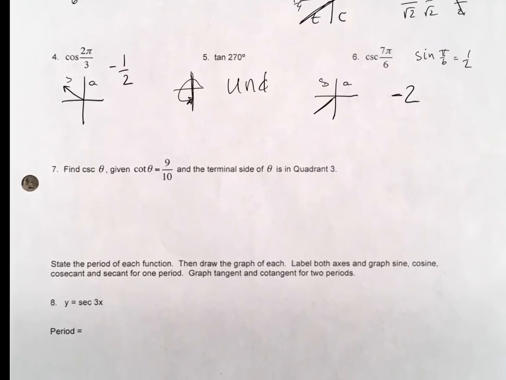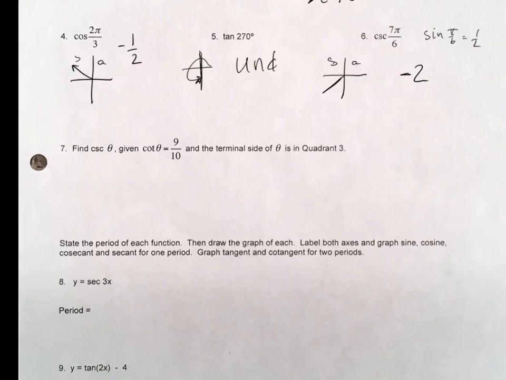You'll have one question, like problem number 7, where you will be given some information to set up your triangle, and you will be asked to give one of the 6 trig functions. Not all 6, just one of the 6. So if we're told that the cotangent is 9 over 10, and we're in quadrant 3, we're here, quadrant 3, right triangle.